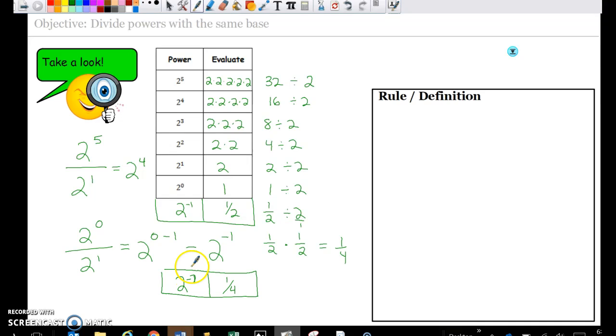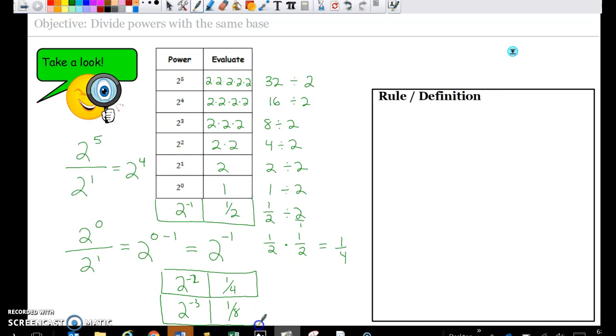You should notice a pattern between 2 to the negative 1 and 2 to the 1st, and 2 to the negative second and 2 to the second. 2 to the negative 3rd would be 1 over 2 to the 3rd, 1 over 8.